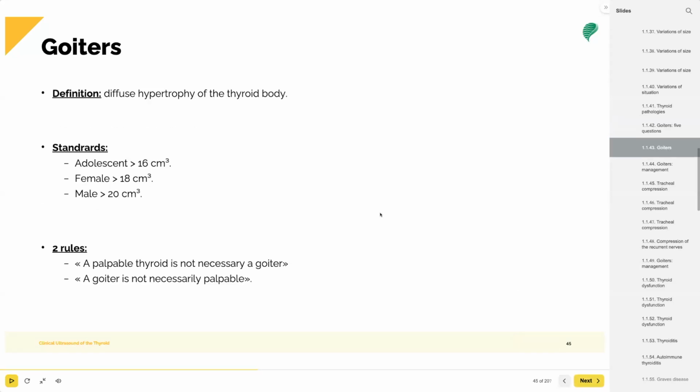Usually a goiter refers to a diffuse hypertrophy of the thyroid body. Usually in adolescents, it is greater than 16 cubic centimeters. In females, it is greater than 18, and in males, it is greater than 20. There are 2 rules. A palpable thyroid is not necessarily a goiter, and a goiter is not necessarily palpable.